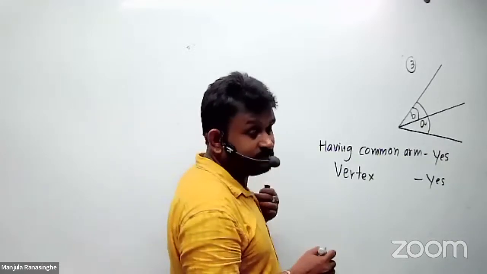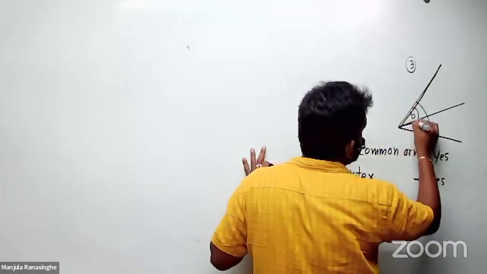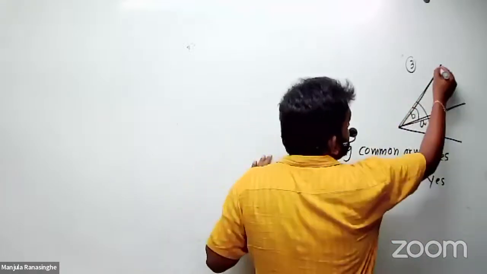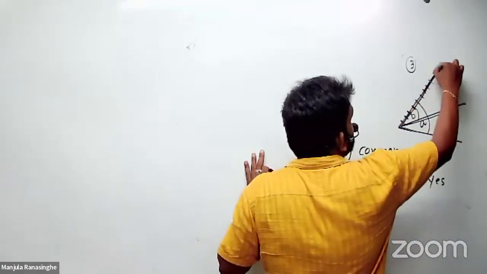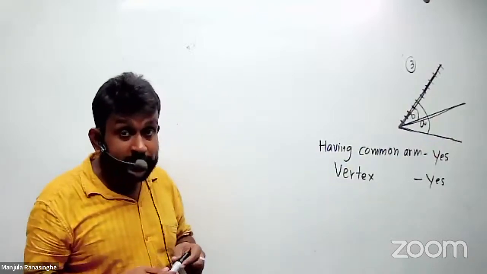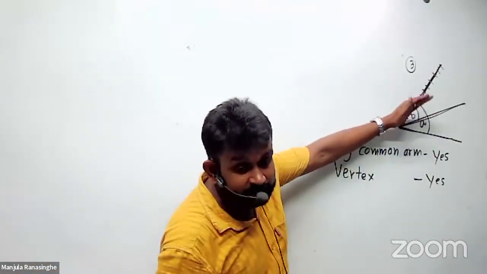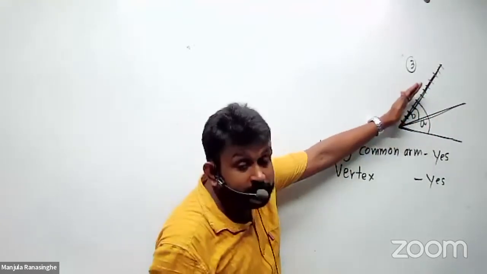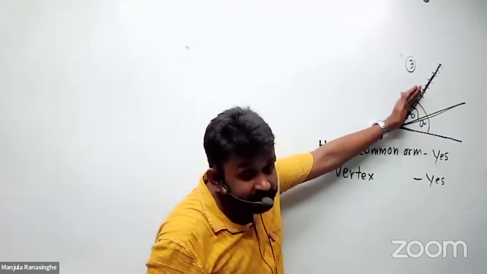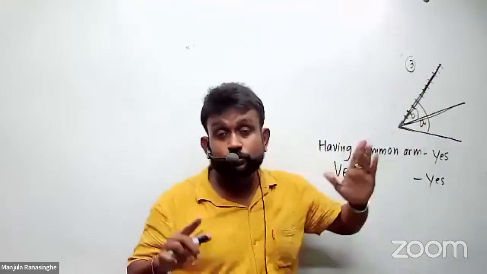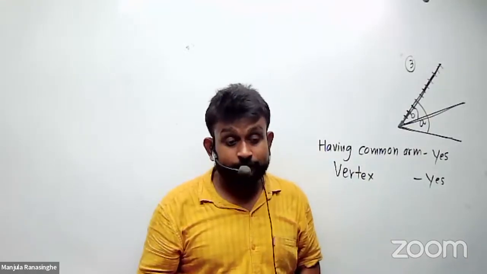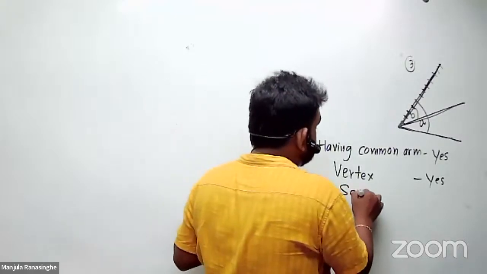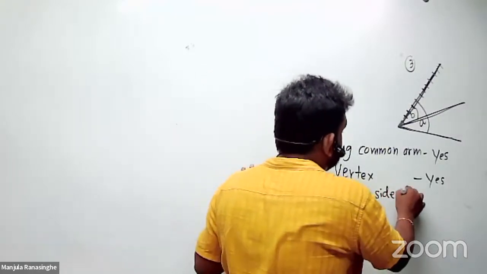What is the common arm? So I write, this is the common arm. This is angle B, and this is angle A. So what is the common arm? See, this is the common arm, the highlighted one. Here the B angle and here the A angle. Both are located on the same side. So they are not on either side, they are on the same side of the common arm.